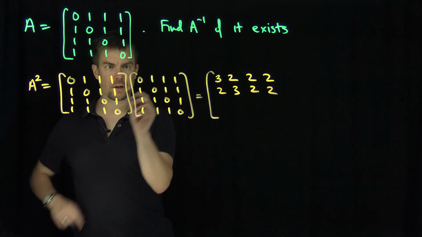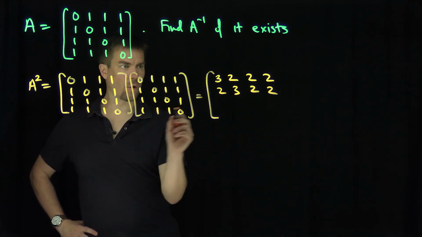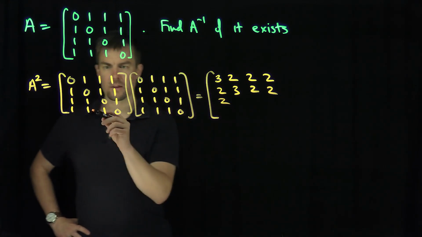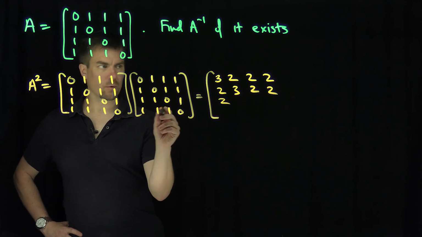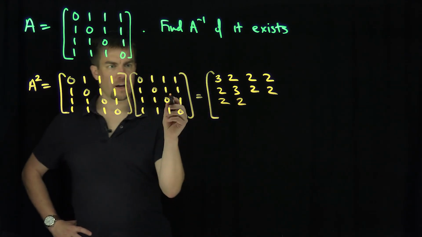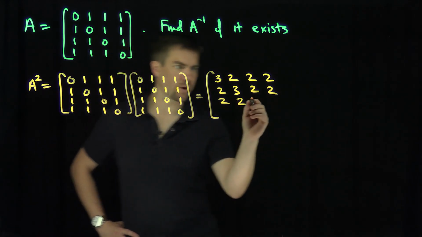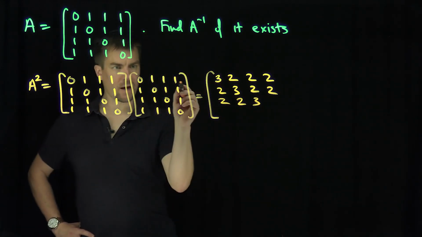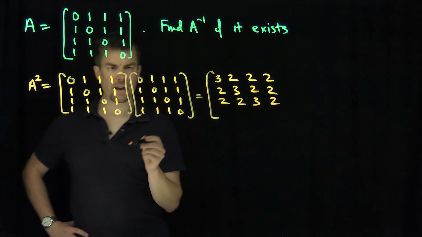Then let's do the third row. We're going to get a 0, a 1, a 0, and a 1. So we're going to get a 2. Then we're going to get a 1, a 0, a 0, and a 1. That's another 2. Then we're going to get the transpose of this thing. So we're going to get a 1, a 0, and a 1. That's a 3. Then we're going to get a 1, a 2, a 0, and a 0. So that's a 2.